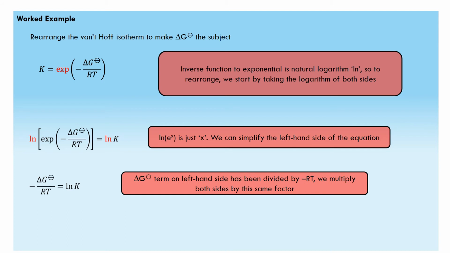In the next step, my delta G term is divided by minus RT, so I can multiply both sides by minus RT here, and I end up with the final result with delta G as the subject and equal to minus RT times the natural logarithm of K.